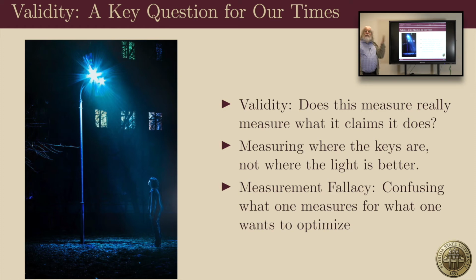So we want to make sure that when we're doing educational measurement, that we're looking where we've lost the keys and not where the light's best. We want to make sure that we really get measures that are measuring what we want. There's another problem here that's called the measurement fallacy. So sometimes we confuse what's easy to measure with what we really want to measure. The US News and World Report is very much like that.